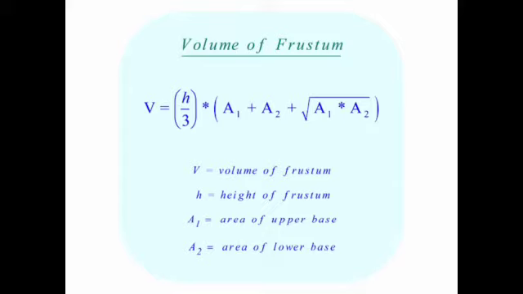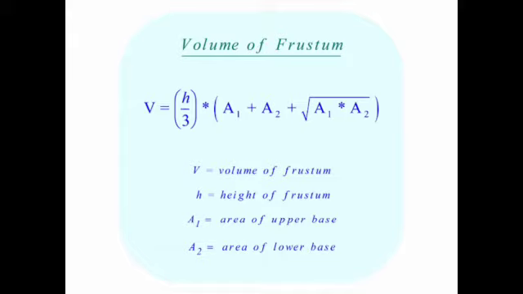So this is the method 1 formula. When you have height divided by 3, multiplied by the area of the upper base plus the area of the lower base plus the square root of the area of the upper base times the area of the lower base, you will get the volume of the frustum of a pyramid. We have A1 and A2, where A1 is the area of the upper base and A2 is the area of the lower base.